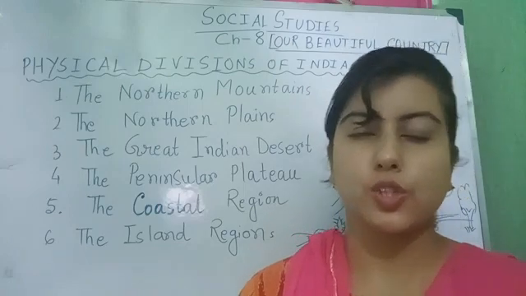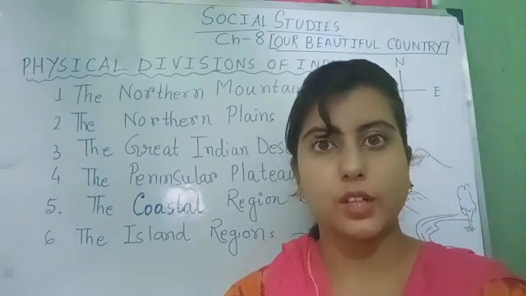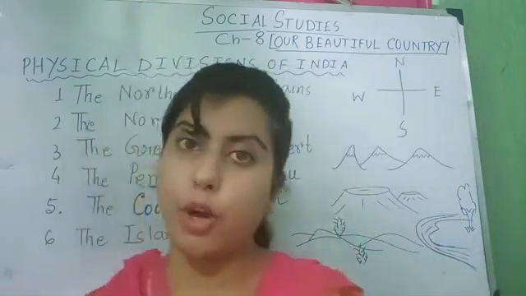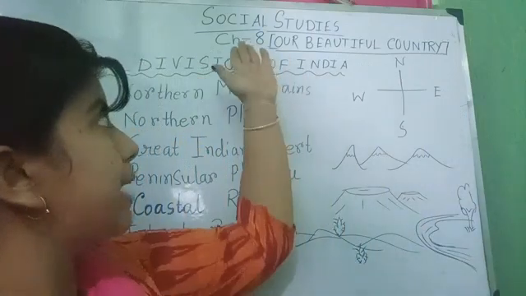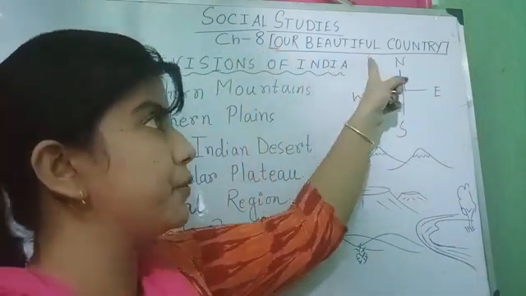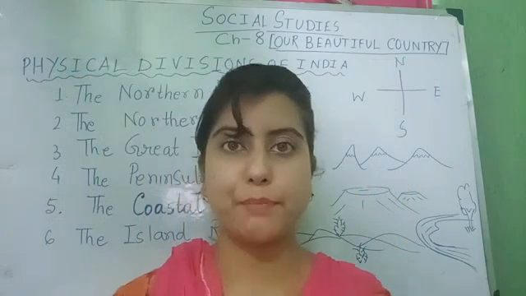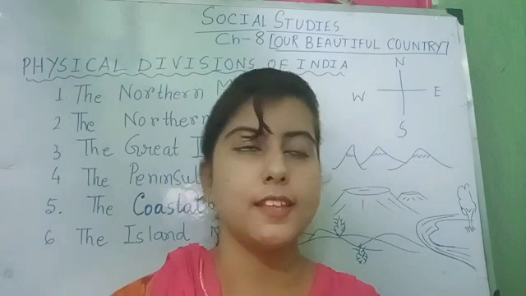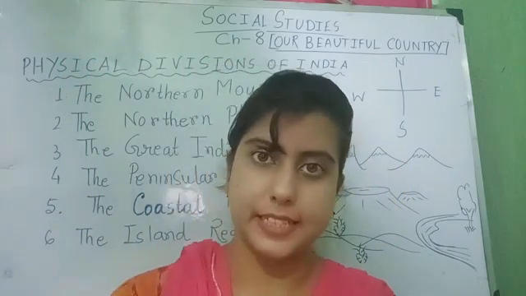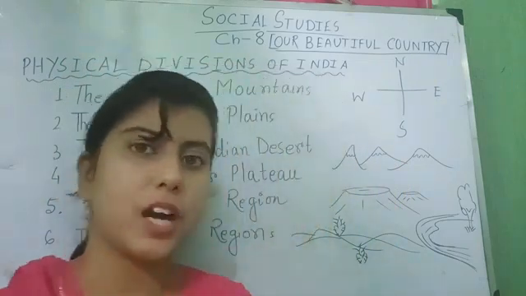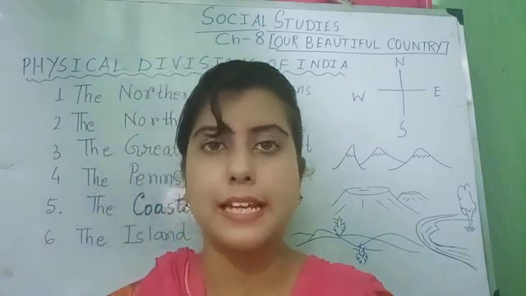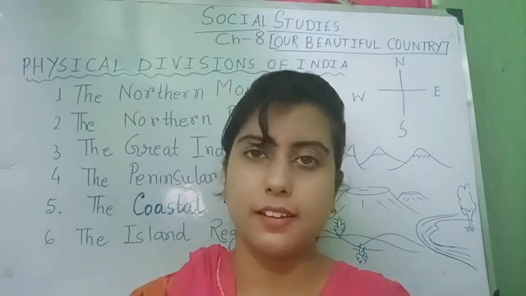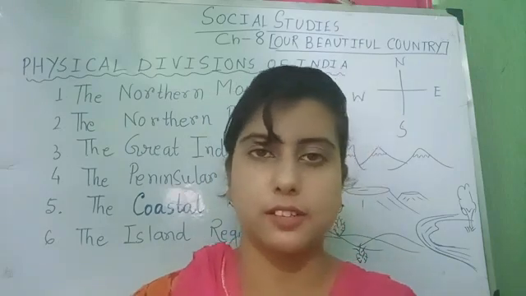In today's social studies class, we are going to start a new chapter from your book. The name of the chapter is Chapter 8, Our Beautiful Country. So the chapter is Our Beautiful Country and it is chapter number 8. In this chapter, we are going to talk about India and its diversity in the physical features.